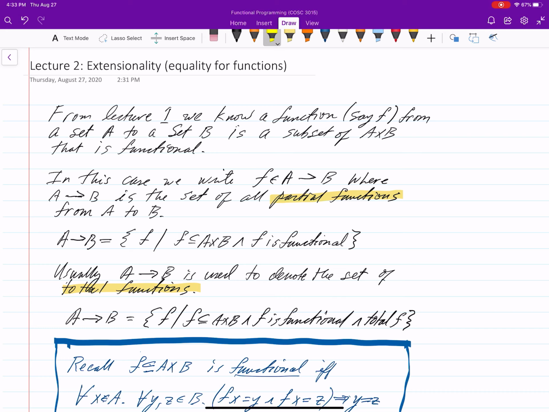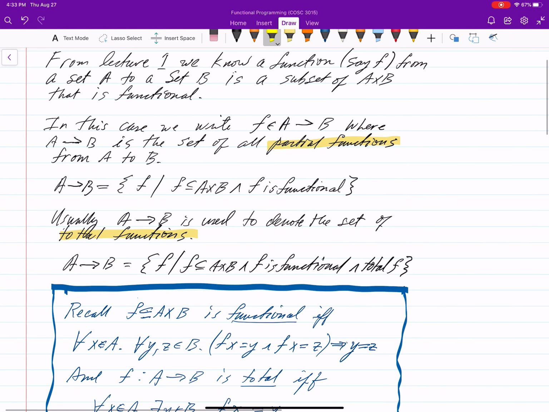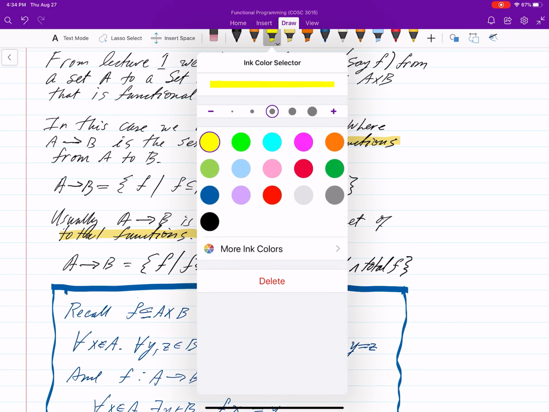Okay, here's a little bit more about functions. One of the main points of this discussion here is to introduce the idea of extensionality or equality for functions. But we're also going to be a little bit more careful about what we mean when we're talking about partial and total functions.